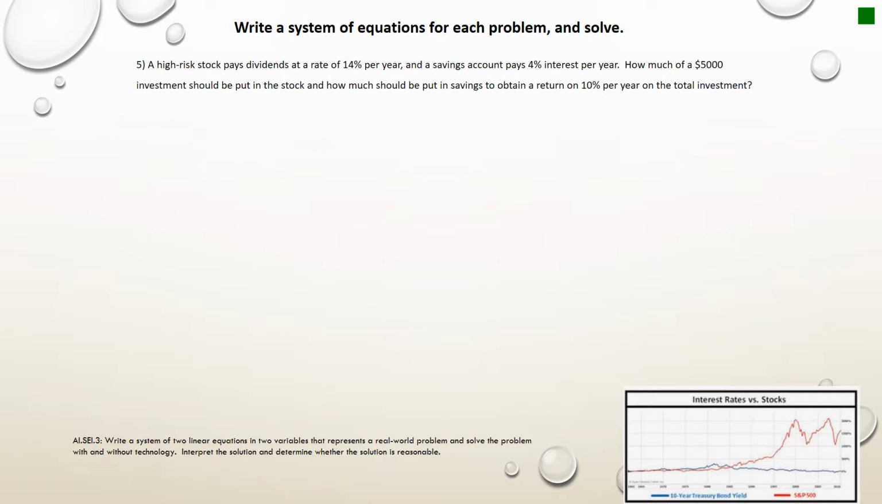Okay, big news. We're on slide 7. High-risk stock pays dividends at a rate of 14% per year, and a savings account pays 4% interest per year. How much of a $5,000 investment should be put in the stocks, and how much should be put into savings to obtain a return on 10% per year of the total investment?